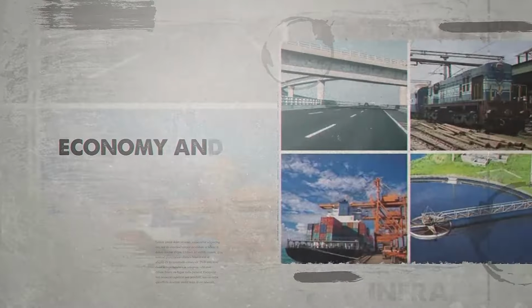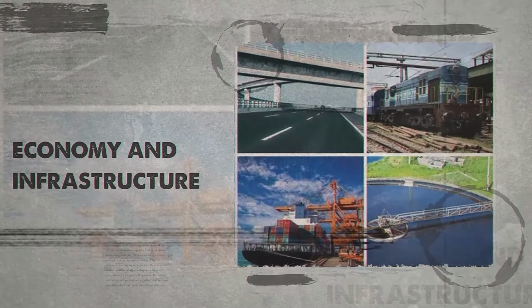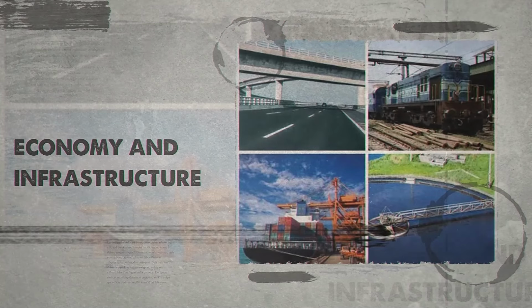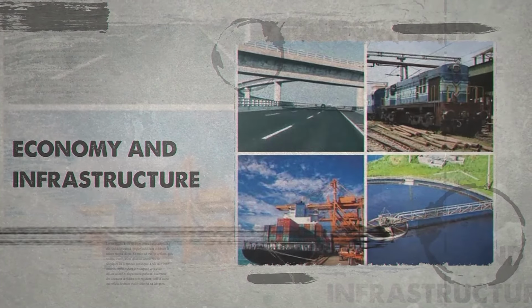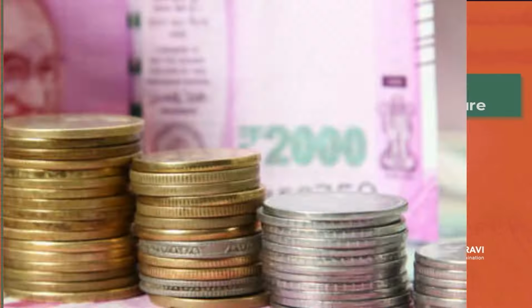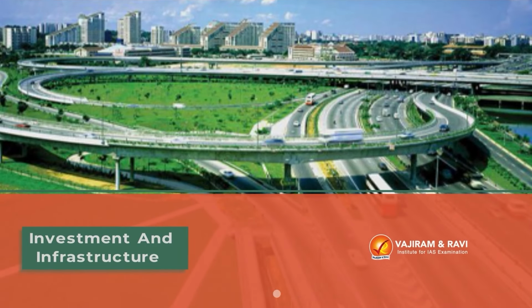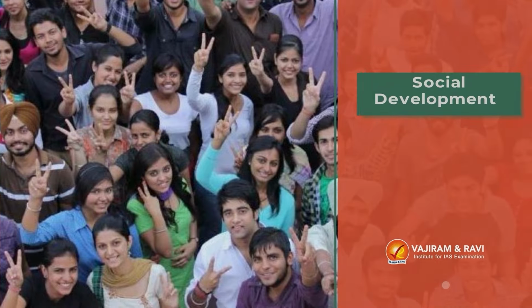Here we will be covering the economy and infrastructure at July 2024 current affairs topics in detail. The broader themes which we are going to cover are as follows: Indian agriculture, money and banking, public finance, investment and infrastructure, and social development.